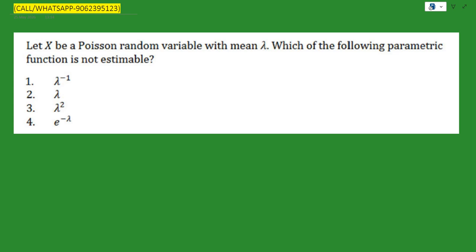Small question, but huge brain test. So let's read it and then we will discuss this question. The question is, let X be a Poisson random variable with mean lambda. Which of the following parametric functions is not estimable? There are four options. Option one says lambda inverse, two says lambda, three says lambda square, four says e to the power minus lambda.